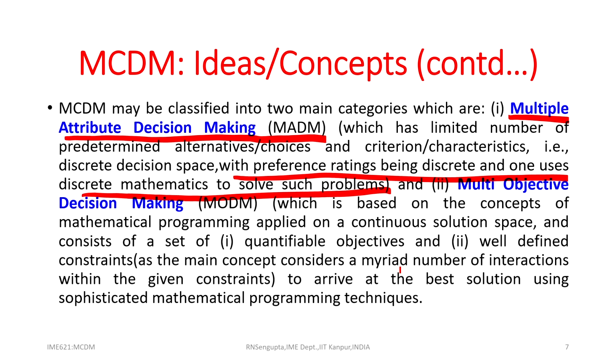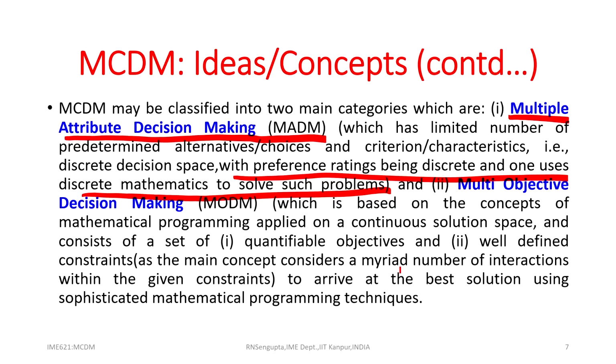So, MODM may be quite big, maybe there are different types of mathematical models, but they are easy to analyze, in the sense that trying to bifurcate which is good, which is bad, which should be the top priority, which should be the bottom priority, is much easier to do than with respect to the concepts under multiple attribute decision making. Thus, it is easier to arrive at the best solution using the sophisticated mathematical programming techniques, which is under the purview of multi objective decision making.